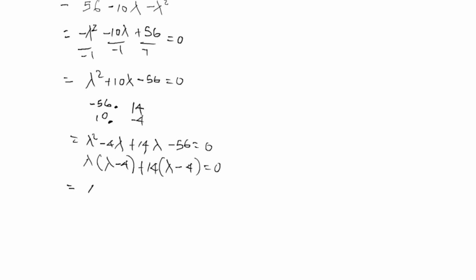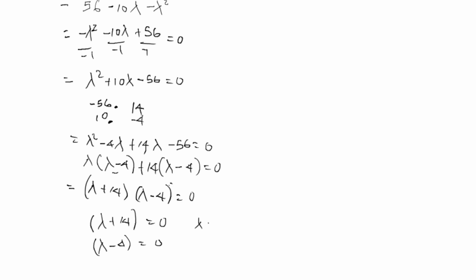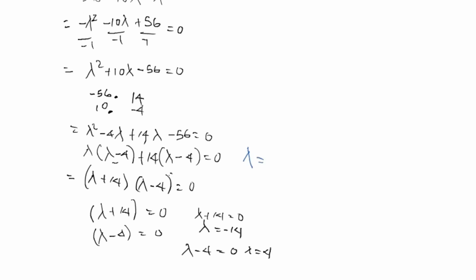So grouping this together, we are going to have lambda plus 14, open bracket, lambda minus 4, which is equal to 0. So therefore, we can see one of these brackets, lambda plus 14 is equal to 0, lambda minus 4 is equal to 0. So at this point, lambda plus 14 is equal to 0. Therefore, lambda is equal to minus 14. The other one we can see lambda minus 4 is equal to 0 and lambda is equal to 4. So therefore, our value of lambda is equal to minus 14 and 4.